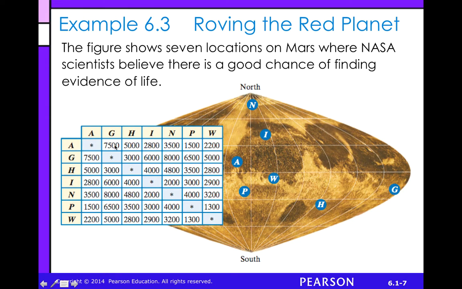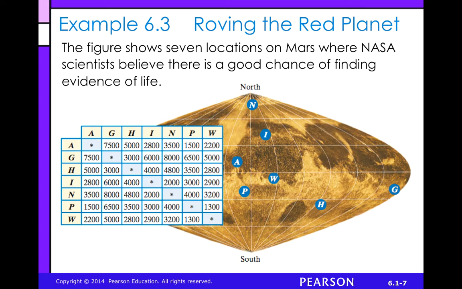To go from A to G is 7,500 yards, from A to H is 5,000 yards, from A to I is 2,800 yards, etc. So again, you could take these 7 dots here, draw edges between everybody, and label the edges with the distance cost, and then you can ask the same thing. You're going to tell this rover what to do. You want it to minimize the amount of distance it travels. Right?